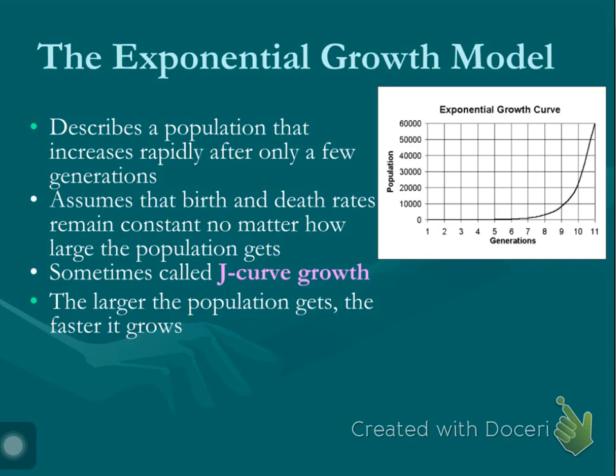So, the exponential growth model describes a population that is growing very rapidly and continues to grow rapidly, no matter how big the population is. Birth rate and death rate don't change. The bigger the population gets, the faster it grows. It's crazy. This sometimes gets called J-curve growth, and it's a little hard to see the J here, but if I do that, you can see that this could look like a J.